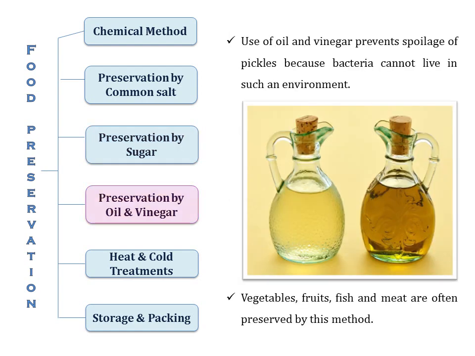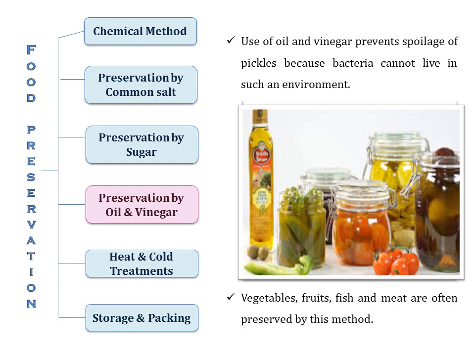Now the fourth method is preservation by oil and vinegar. Use of oil and vinegar prevents the spoilage of pickles because bacteria cannot live in such an environment. That is, in such a type of environment, the growth of microbes or bacteria is restrained. Vegetables, fruits, fish, and meat are often preserved by this method.